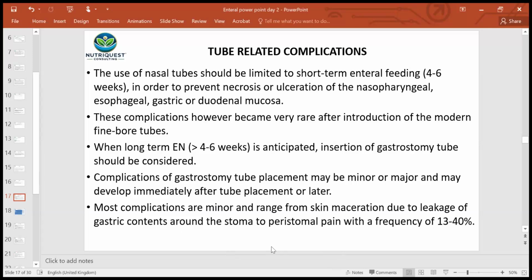Then when long-term enteral nutrition, that's more than 4 to 6 weeks, is anticipated, insertion of gastrostomy tube should be considered. This can help us to prevent tube-related complications. Of course, complications of gastrostomy tube placement may be minor or major and may develop immediately after tube placement or later. Most complications are minor and range from skin maceration due to leakage of the gastric content around the stoma to peristomal pain, with a frequency of 13 to 40%. So 13 to 40% of cases is where we might experience complications of gastrostomy tube.